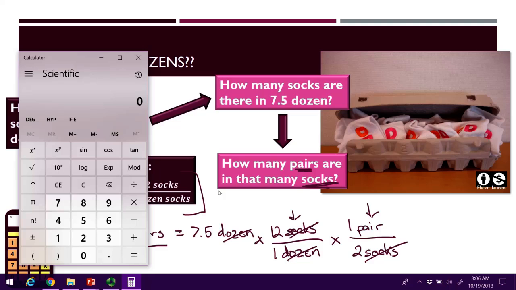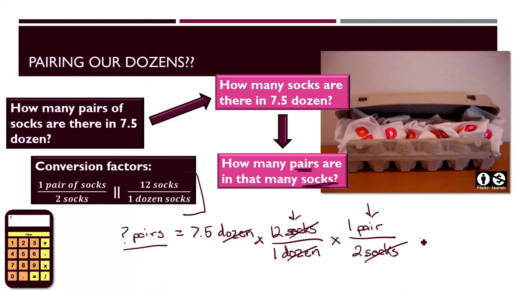All right, so we're starting with 7.5 dozen. We multiply that by 12. That equals 90, okay? So in 7½ dozen, there are 90 socks, and then I'm going to pair those socks by dividing by 2, okay? So the answer there is 45. So how many pairs are in 7½ dozen? It's 45 pairs, okay?